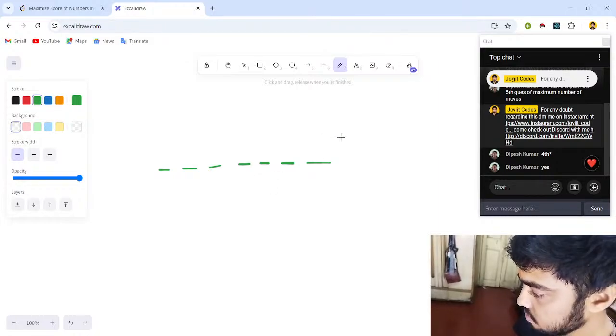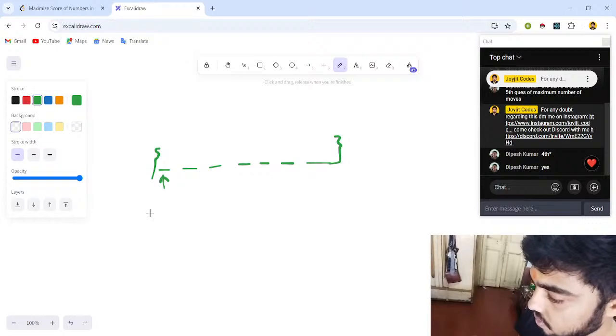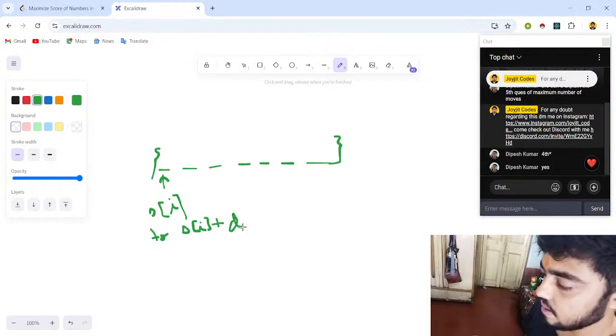Now in this array, what you can do is you can keep this thing in the range of s of i to s of i plus d. When I'm talking about s, I mean start. Okay, so now since we know that we can have this range, we can fix this range.